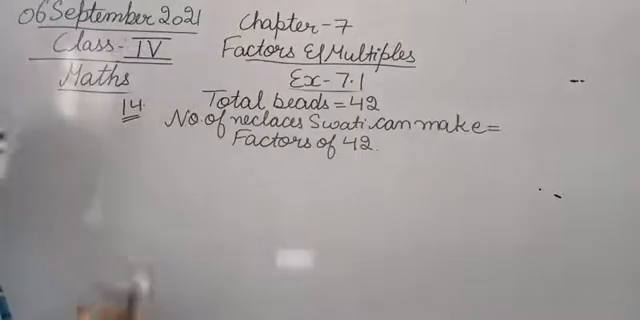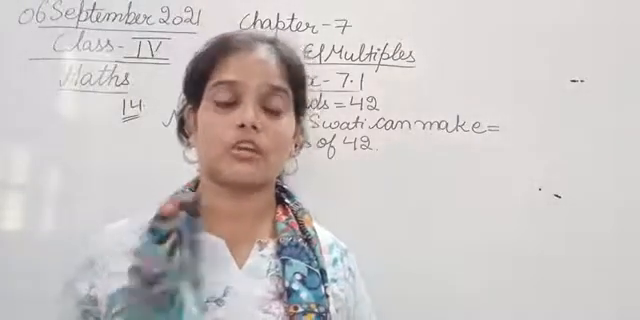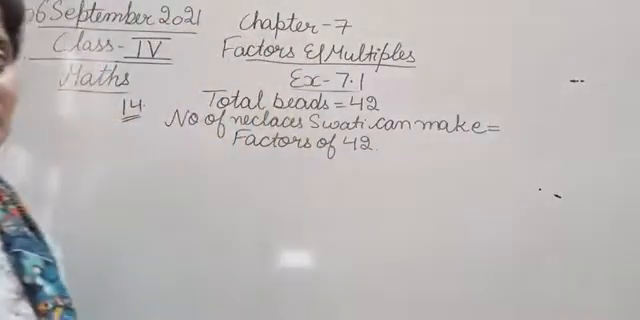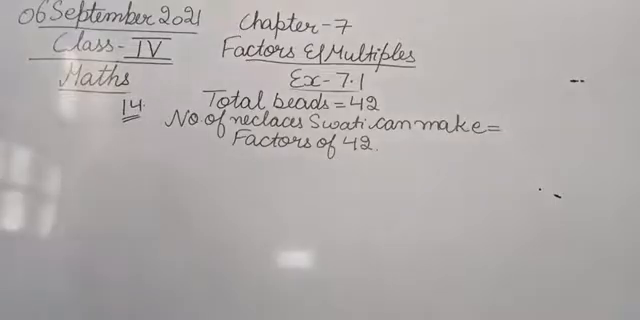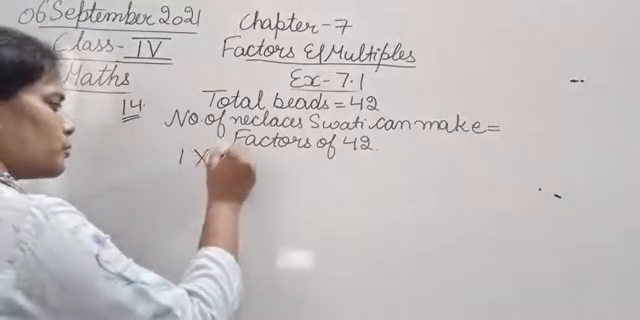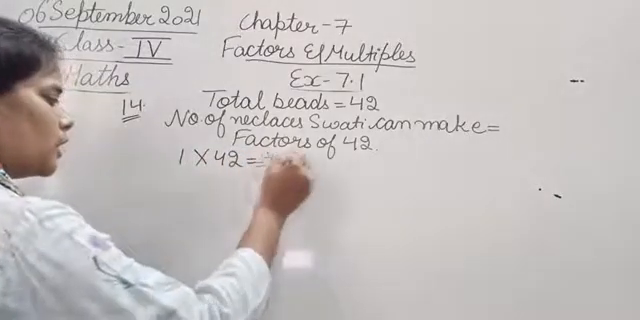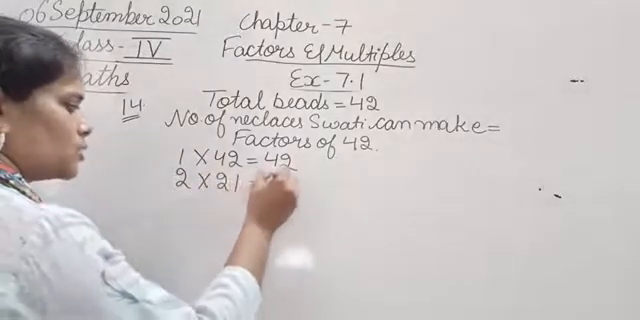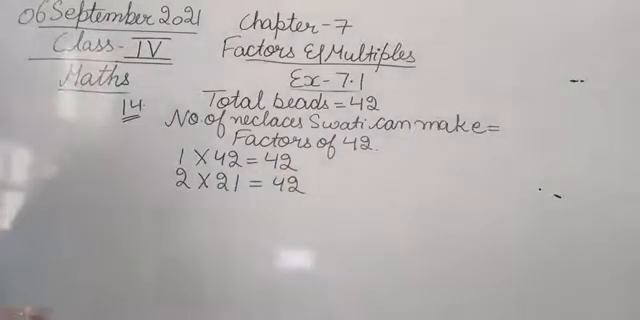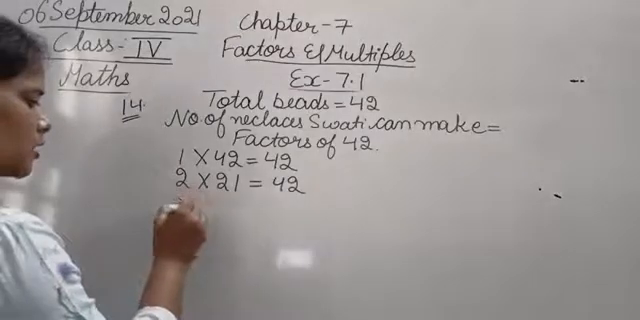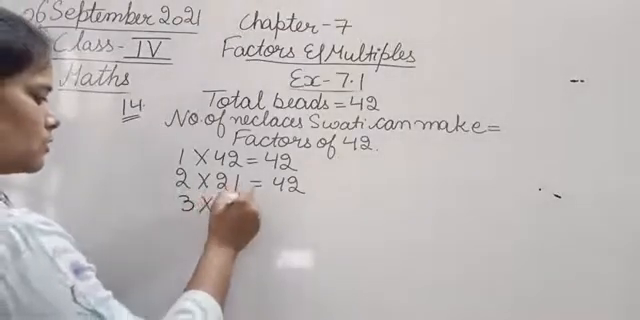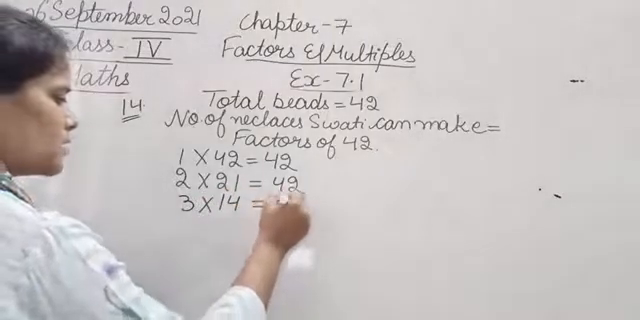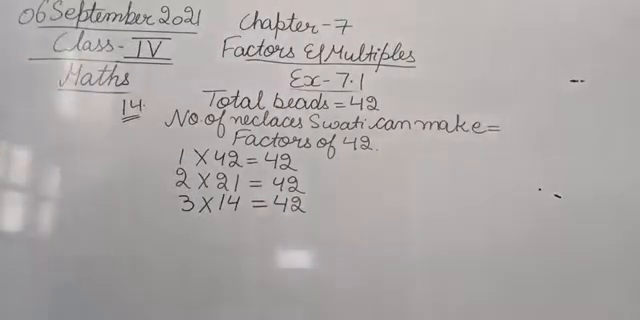Let's find out. You can use any method. Again I am using multiplication, first multiplication then division. So let's find out. 1 into 42 is equal to 42. 2 into 21 is equal to 42. Next, 3 into 14 is 42, or 14 into 3. You can write either. There is no hard and fast rule for this, so you can use anything.